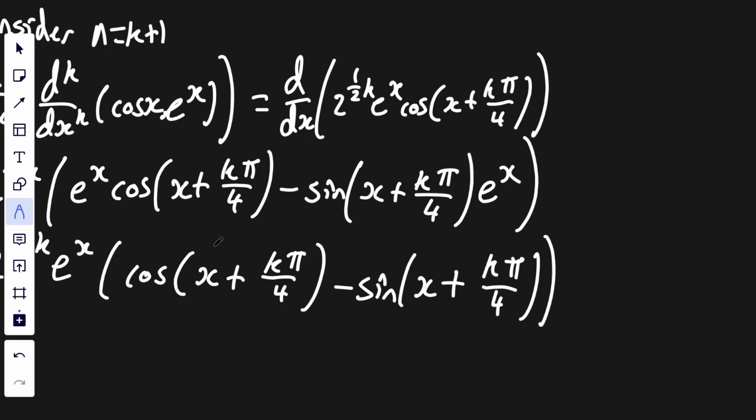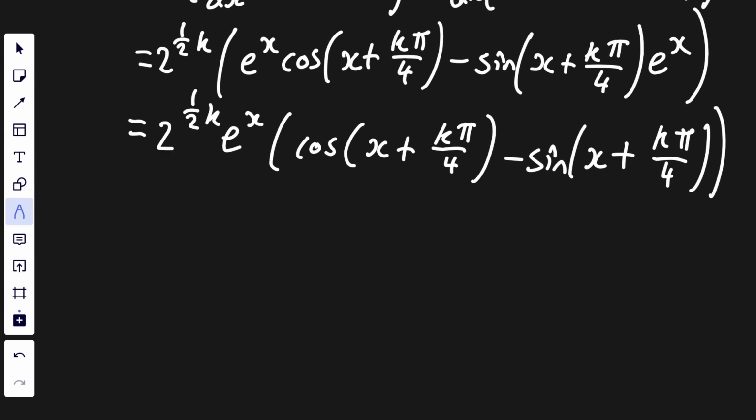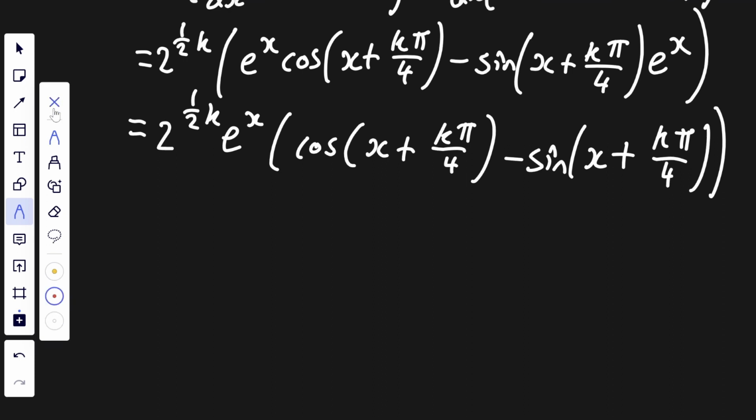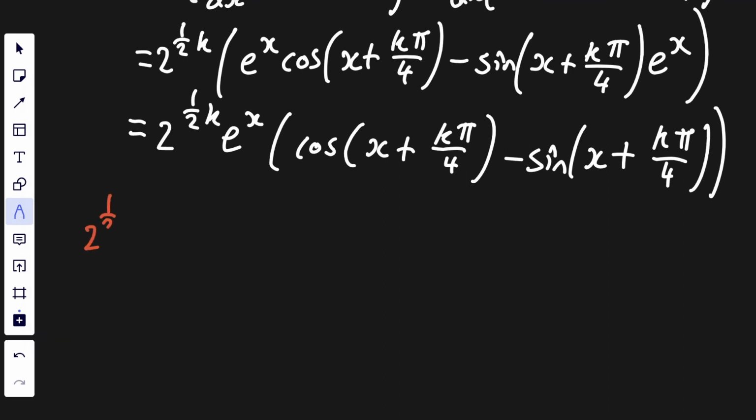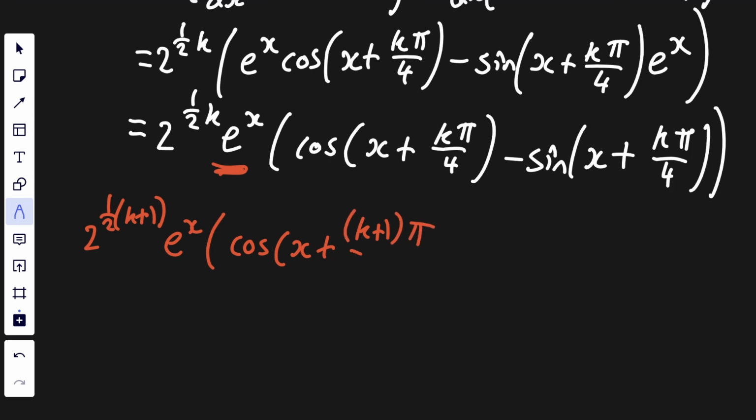Okay, now what we're going to do is write out our target. Our target is to convert this into the form where we have 2 to the half (k plus 1), e to the x, so the e to the x is in the right form, and then we're going to be multiplying by cos (x plus (k plus 1) pi on 4). So we've got to somehow get this cos (x plus (k plus 1) pi on 4), and we need an extra square root of 2 at the front.